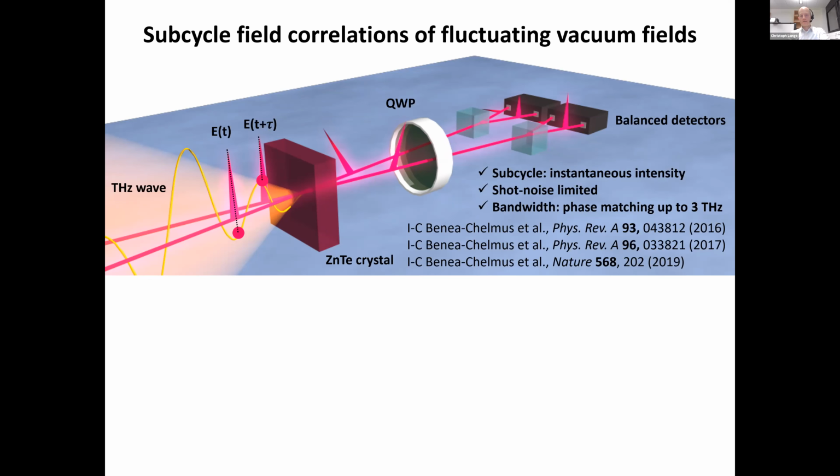One such scheme I'd like to mention was invented by Christina Benea-Chelmus at Jérôme Faist's chair at the ETH Zurich, where they developed a correlation method to investigate the spectral characteristics of non-phase stabilized terahertz fields. So, for example, thermal radiation, or also for these matters here, vacuum radiation, as it would emerge here out of these structures.